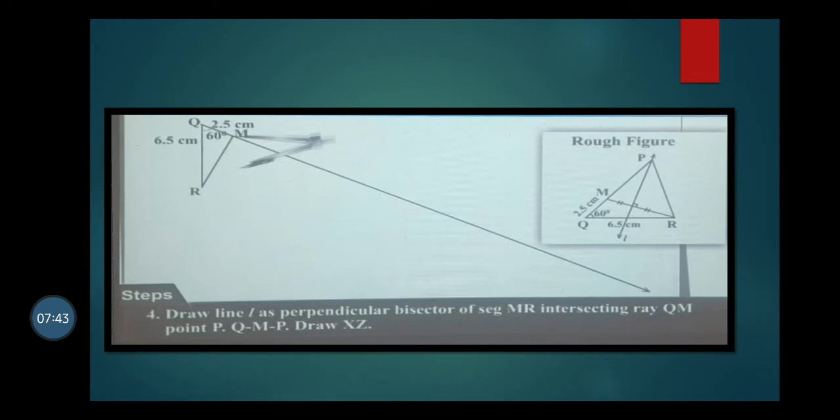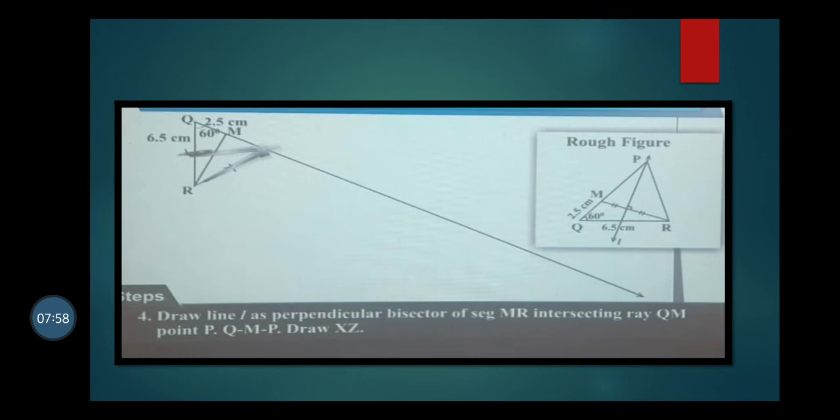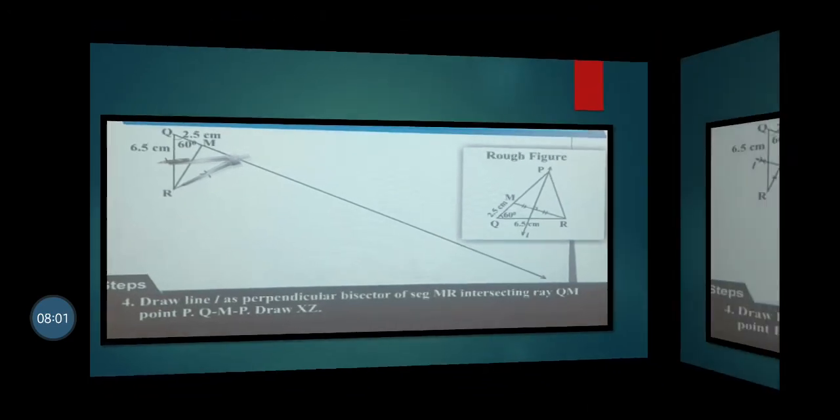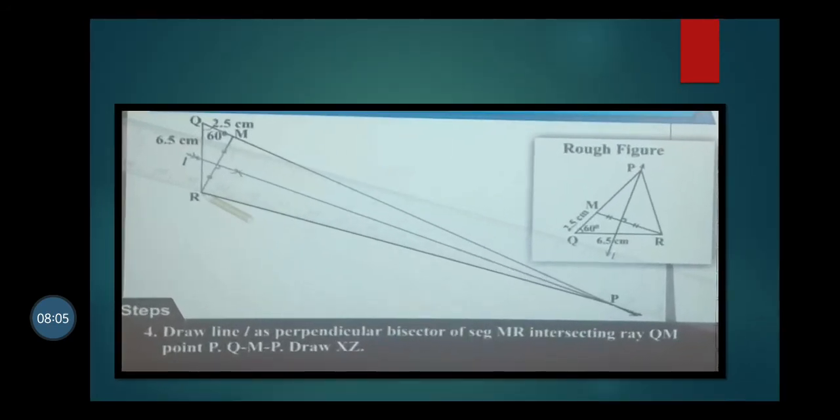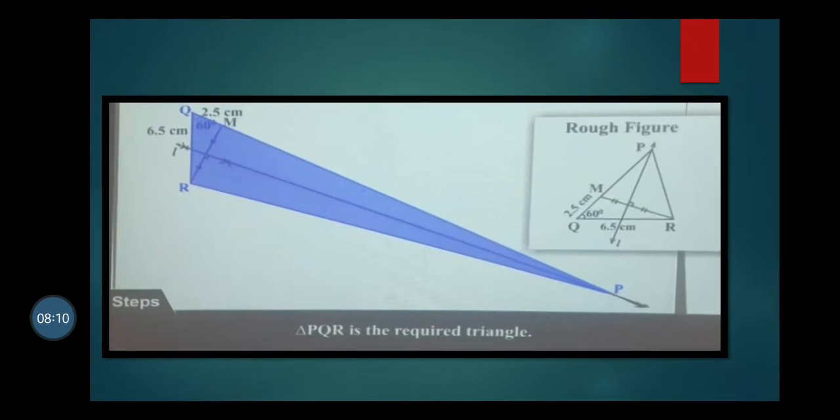Step number 4. Draw a line L as perpendicular bisector of seg MR intersecting ray QM at point P such that Q-M-P, and draw seg PR. Therefore, triangle PQR is the required triangle.